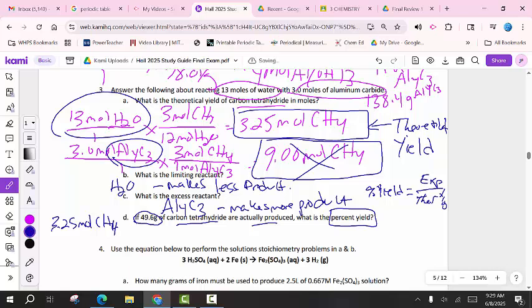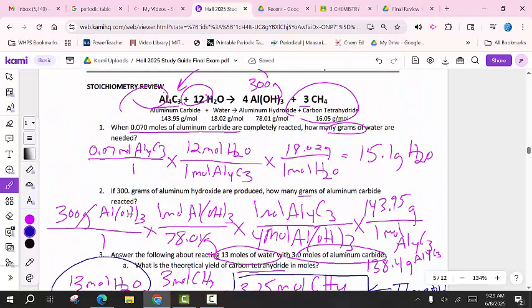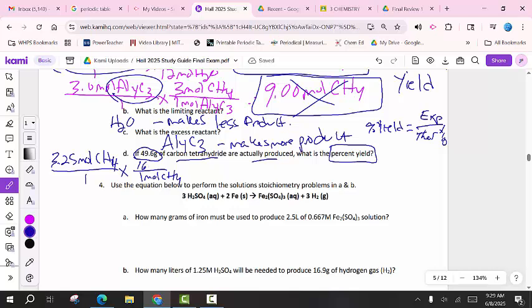Okay, the only problem here is the units have to match. So if I know the theoretical yield in moles and they give me the experimental yield in grams, I'm first going to convert the moles into grams. So the molar mass of CH4 is given to me up above. It's 16.05. So 3.25 times 16.05 gives me 52.2 grams. And that's my theoretical yield.